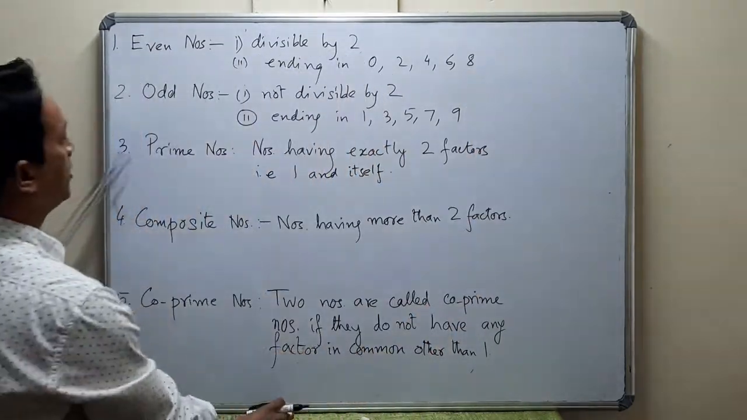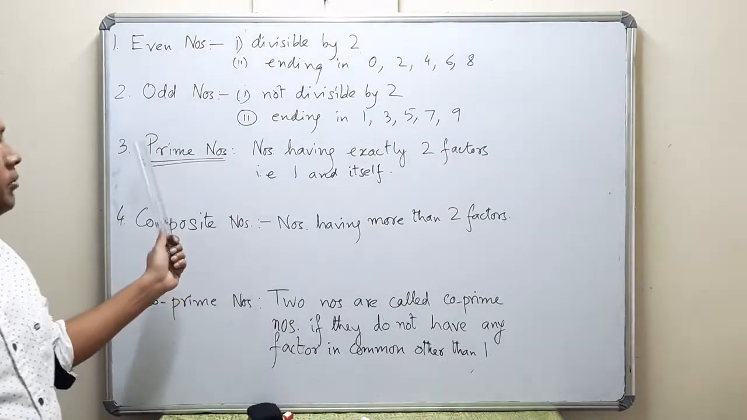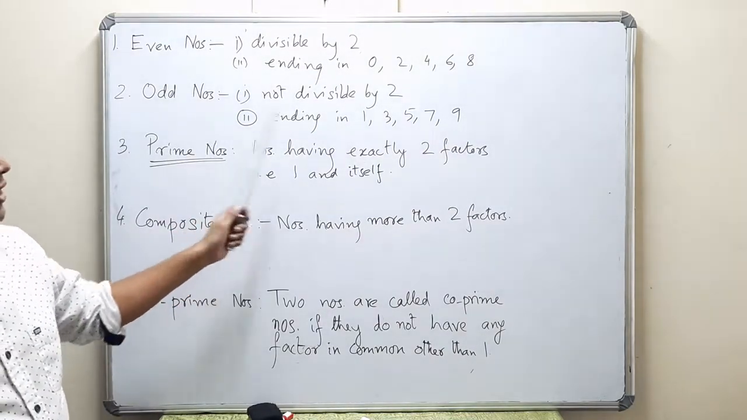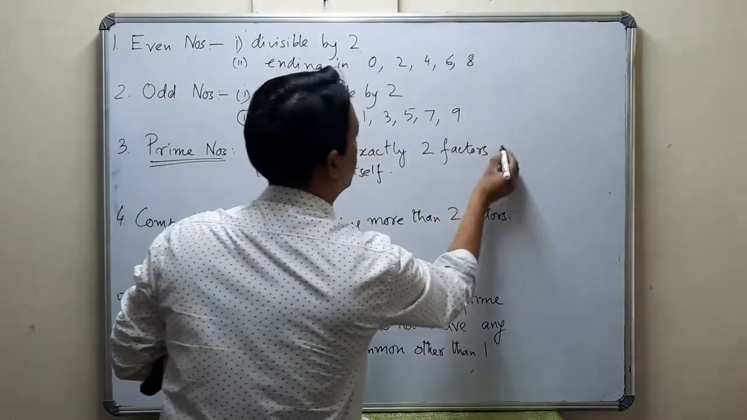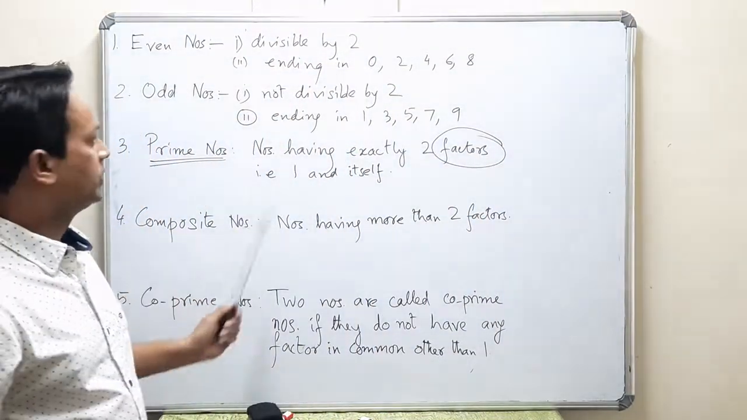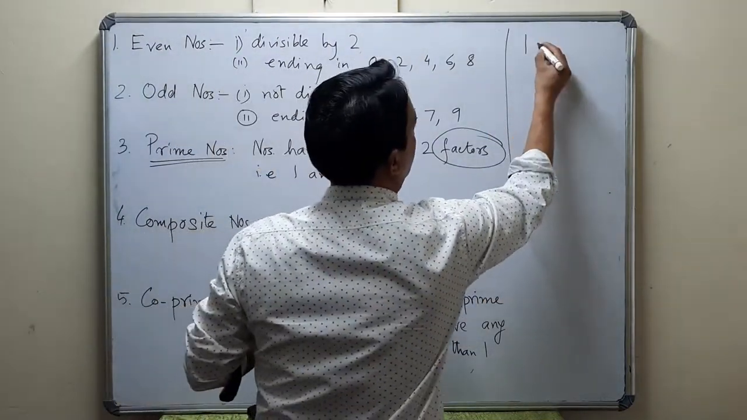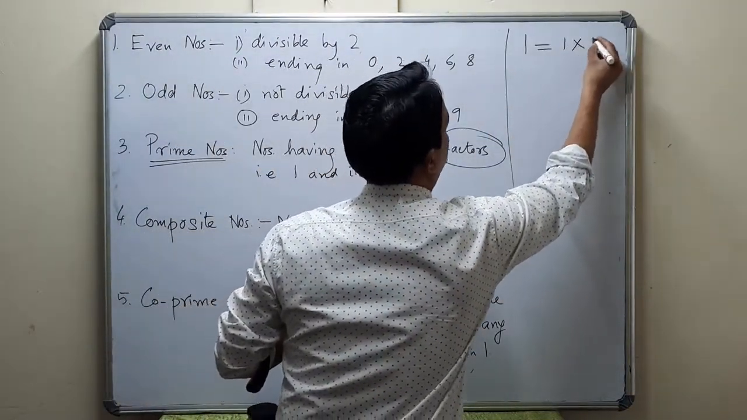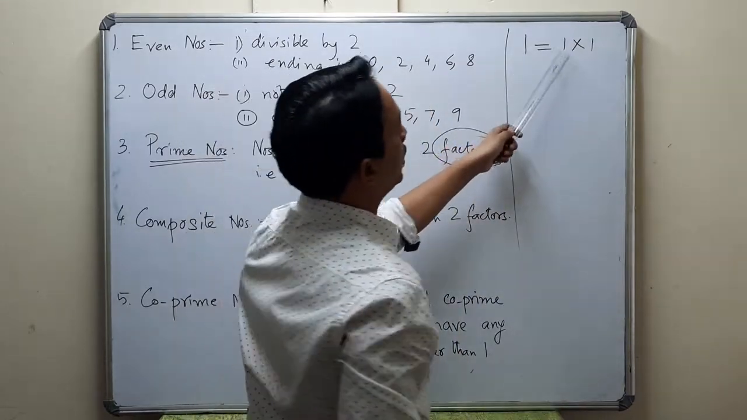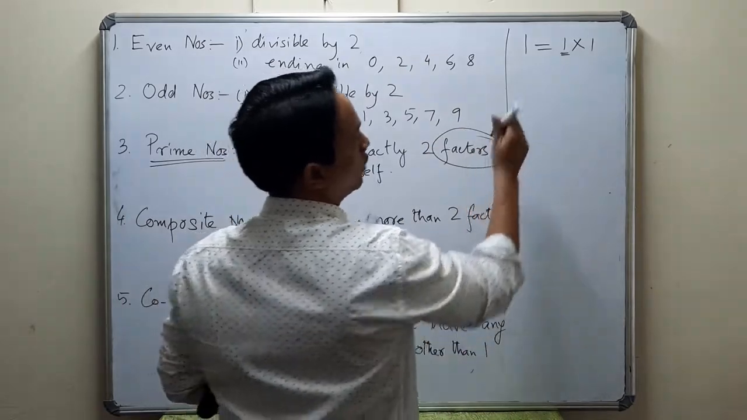Let's see prime numbers, the most important numbers here. Look at the definition. Prime numbers are those numbers which have exactly two factors. I will explain the meaning of this word factor. Those two factors are 1 and itself. Let's take the natural numbers starting from 1. If I write 1, it is 1 into 1. That means 1 is divisible by 1 only. So this is called the factor of 1. 1 has only one factor.